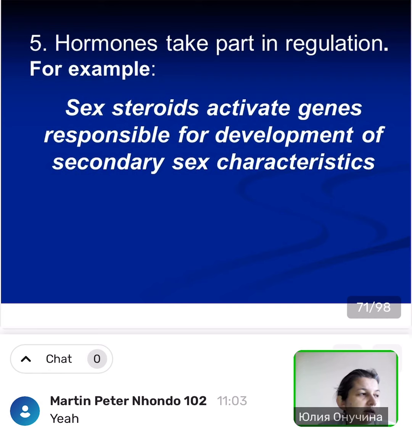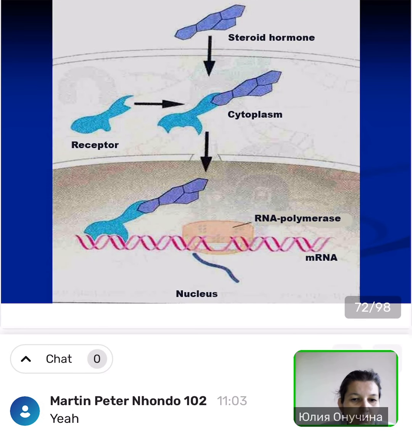And the fourth level will be the organism level, when hormones can regulate any processes, for example, secondary sex characteristics. It looks like this. So a steroid hormone will connect with a protein structure, and this protein structure will be connected with the promoter and show RNA polymerase the place for transcription. Is it clear?